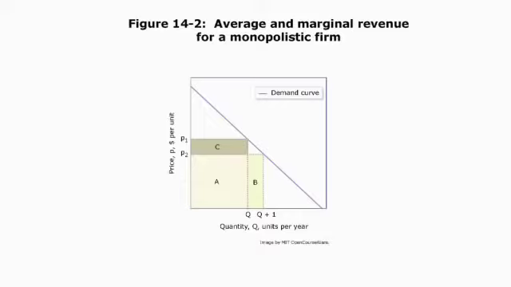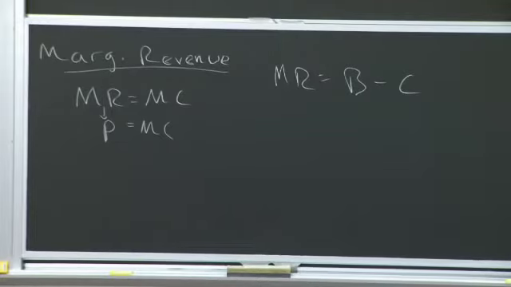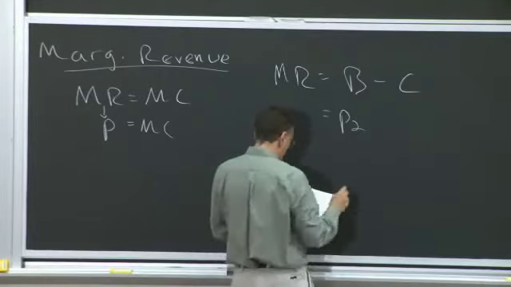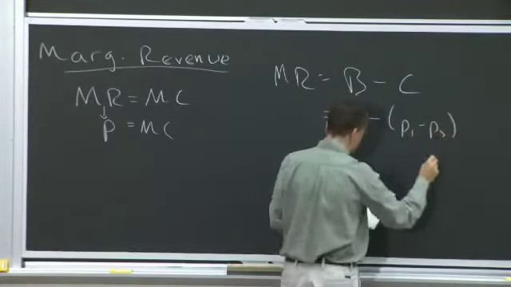So he's going to have to lower the price to P2. What's that going to do? Well, on the one hand, on that next unit he's going to make P2, so he gets the rectangle B. On the other hand, on all the units he was selling at P1, he now gets a lower price P2, so he loses the rectangle C. So the marginal revenue for this monopolist is equal to the rectangle B minus the rectangle C. Or alternatively, if we write it out, that's P2 minus (P1 minus P2) times Q1.